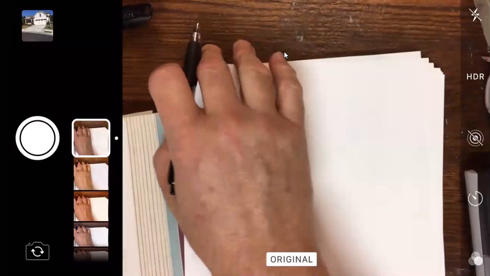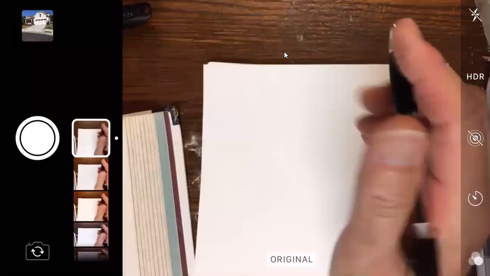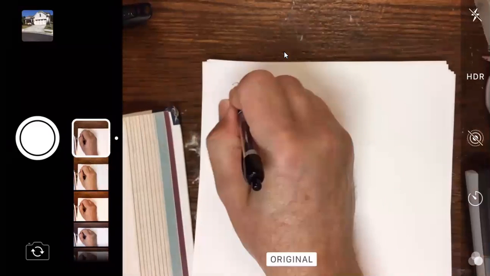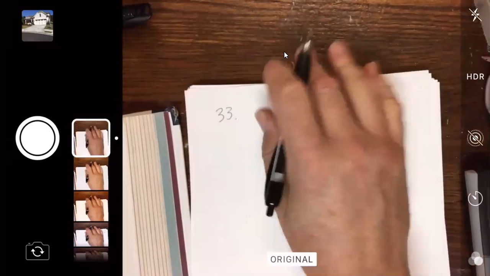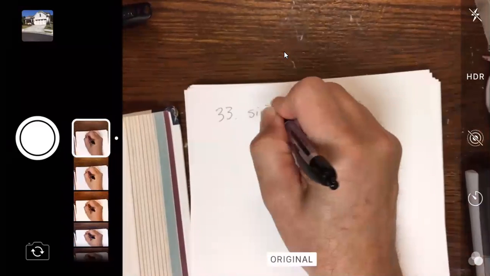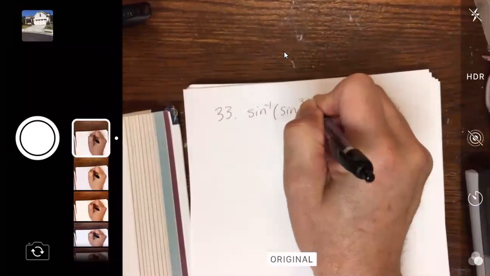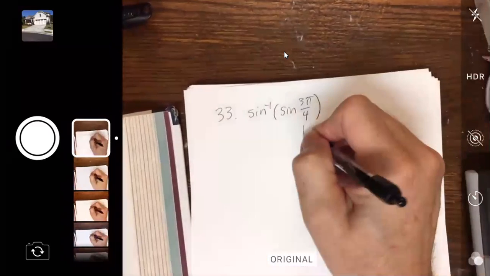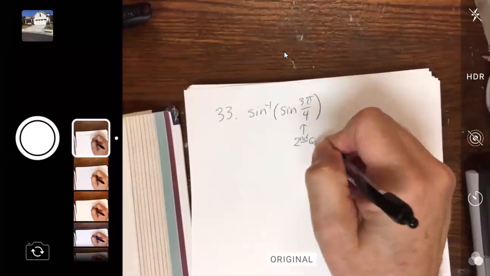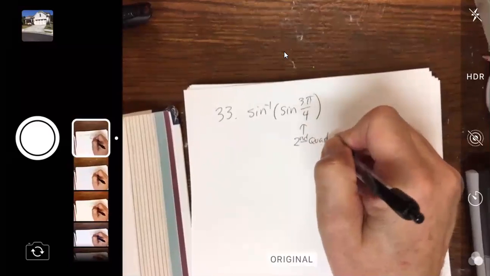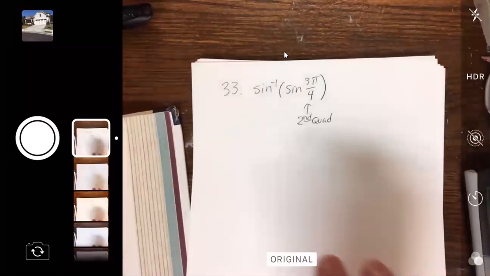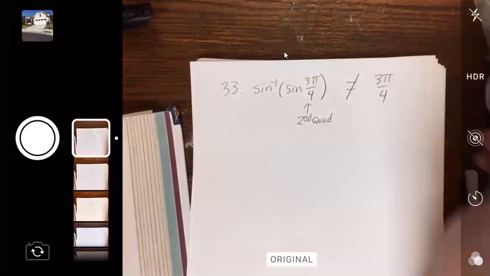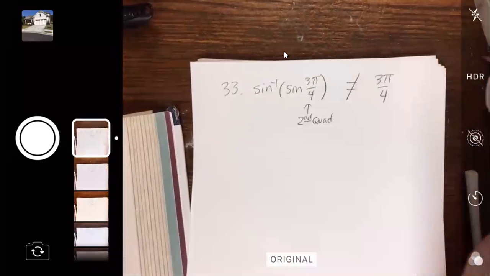All right, so let's see. Let's switch it up. Let's try number 33: arcsine of sine of 3 pi over 4. Okay, this is second quadrant. It is not 3 pi over 4, but it's not undefined either.